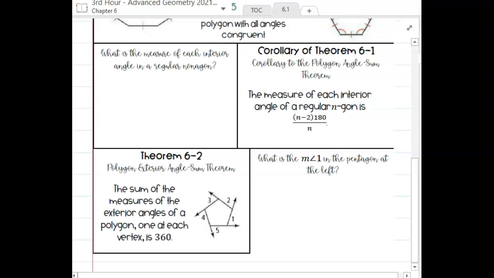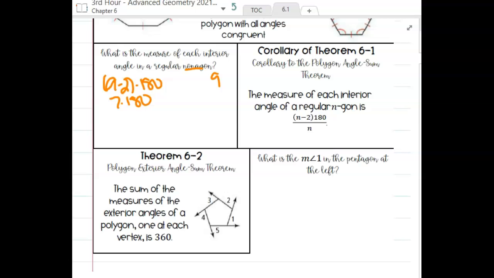So if I wanted to find the measure of an interior angle of a regular nonagon, how many angles and sides does a nonagon have? 9. I first need to find the total angle measures. So we would take 9 minus 2 times 180. 9 minus 2 is 7, times 180, which would give you 1,260.